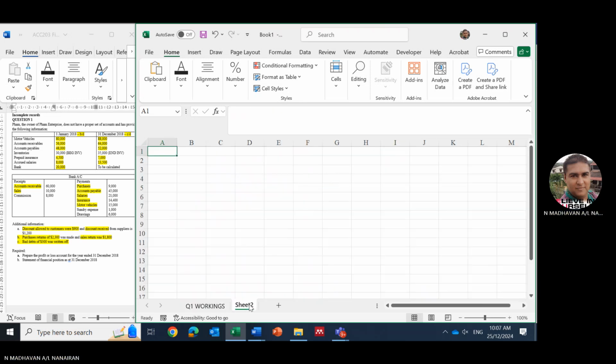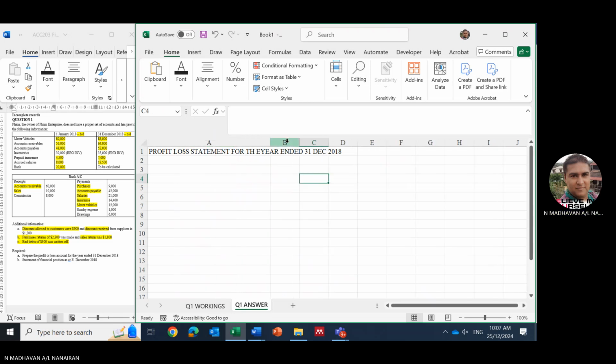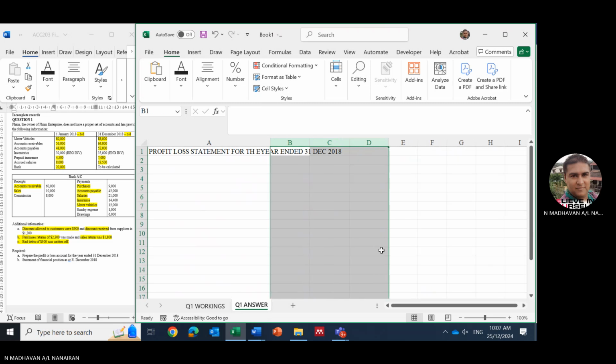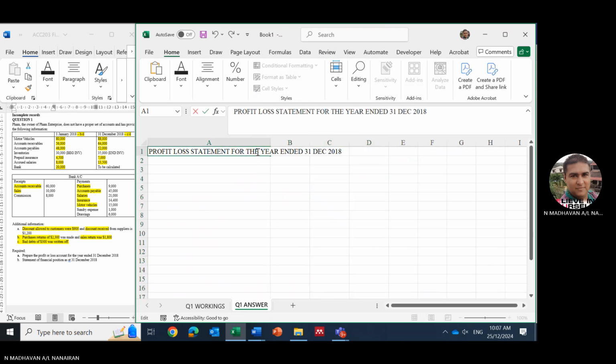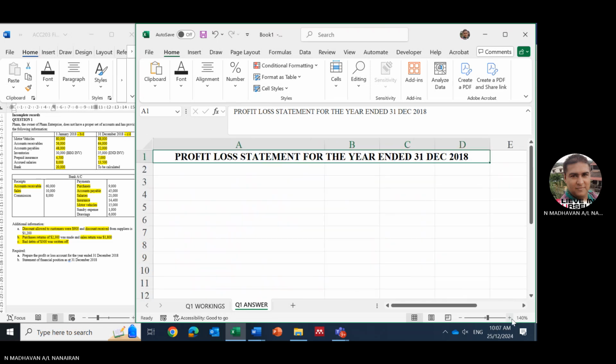So now, Q1, only now I'm doing the answer. I'm going to do the profit and loss statement for the year ended 31st December 2018. Can see, yeah? Okay, good.